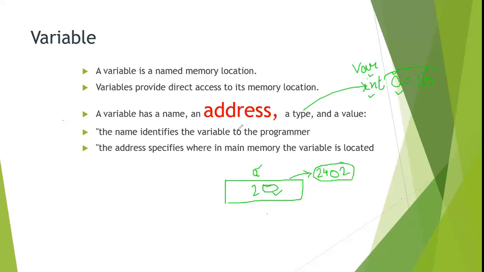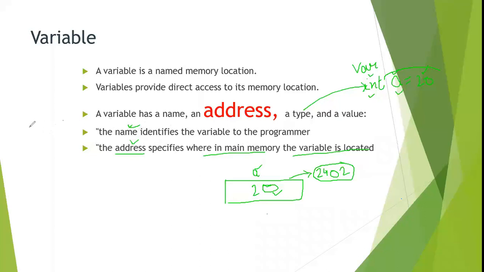Now, the name identifies a variable to the programmer. How does a programmer come to know about a variable? By its name. But to the compiler, the address specifies where in memory the variable is located. A programmer does not have anything to do with the address. The compiler is responsible for using the address, because the compiler recognizes a variable by the address, but the programmer recognizes a variable with the name.